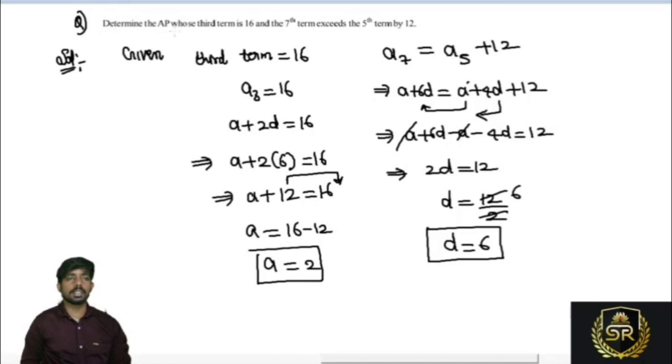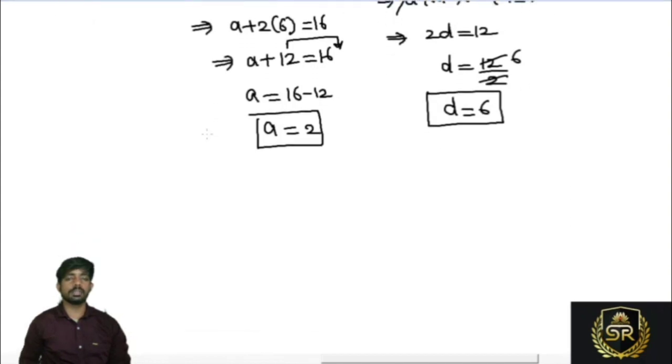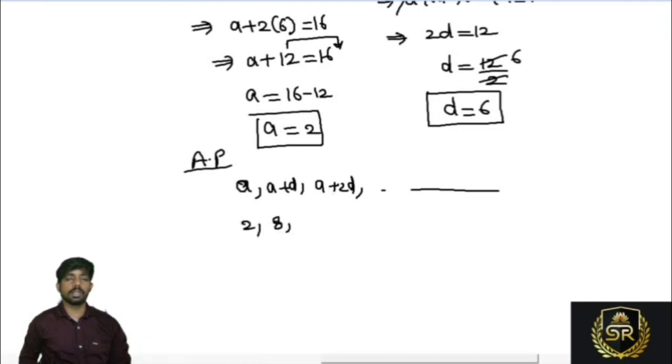What is asked? Determine the AP. The arithmetic progression is a, a plus d, a plus 2d, and so on. The first term a is 2, a plus d is 2 plus 6, which is 8, and a plus 2d is 2 times 6, which is 12, plus 2, which is 14.